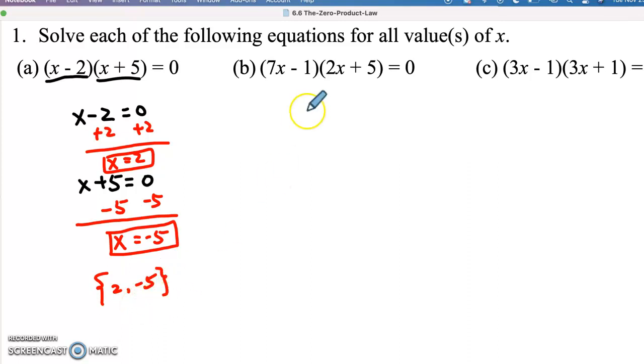Okay. You're gonna follow the same steps for B and C. The only difference is you may have a multi-step equation in order to figure out the x value.